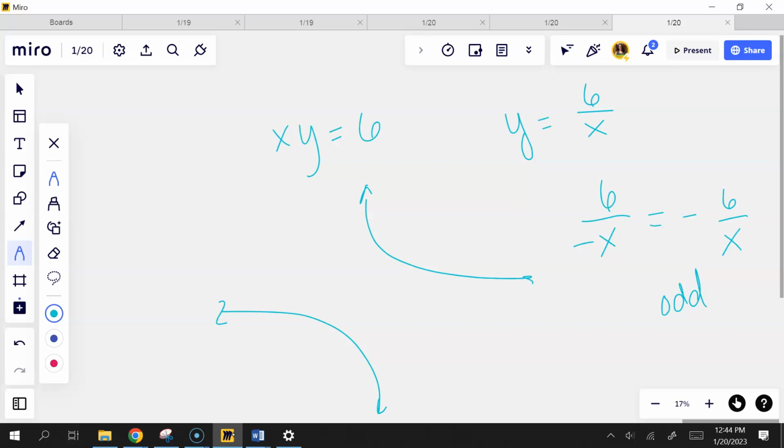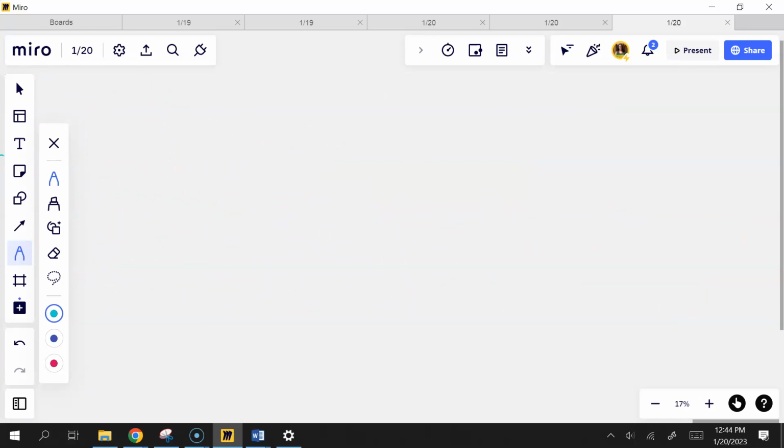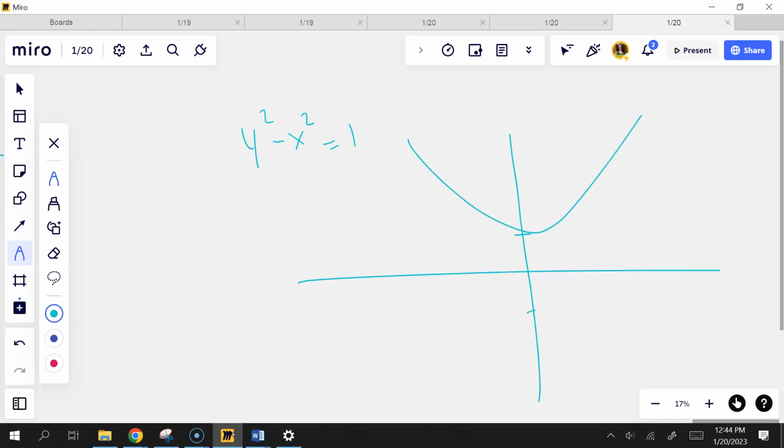All right, so let's look at number 4. Number 4 is y squared minus x squared equals 1. It looks like all of them. Because if you want it over y. Okay, so let's put the negative in for x and see what happens.